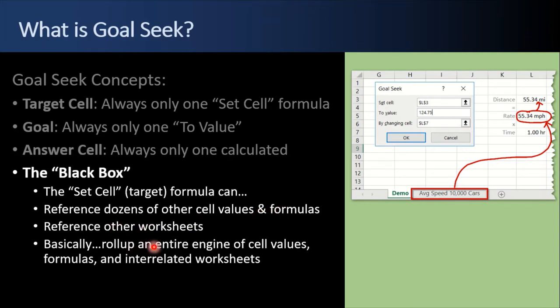It's basically you roll up an entire engine of cell values, formulas, and interrelated worksheets onto a summary sheet, and then drive it from Goal Seek, drive all that engine, that black box, from Goal Seek on a summary sheet. And you can put some graphs and charts on there too and have like a dashboard that's driven by Goal Seek and do your what-if analysis from that dashboard, with multiple pages underneath. I've done it for reserve studies and other things where you have multiple years and all kinds of calculations and estimates about what needs to be fixed.